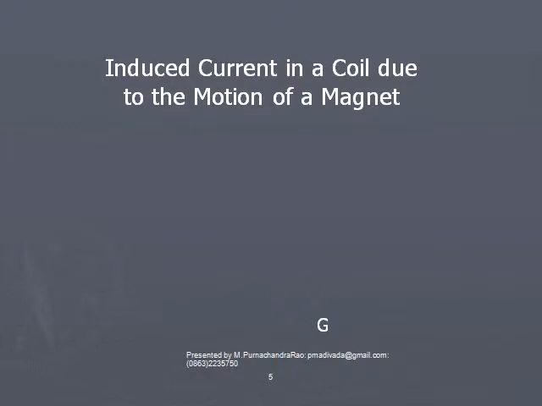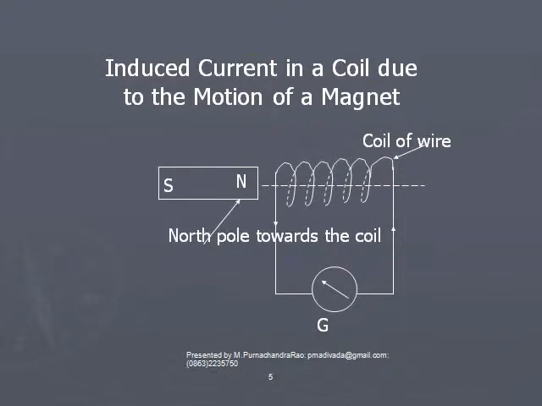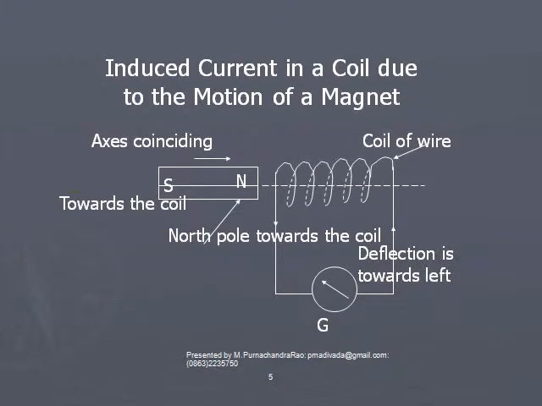Induced current in a coil due to the motion of a magnet or a coil. Let us consider a coil of wire kept horizontally, with its axis on a horizontal line. Keep a magnet so that its north pole is towards the coil and the axis of the magnet coincides with the axis of the coil.